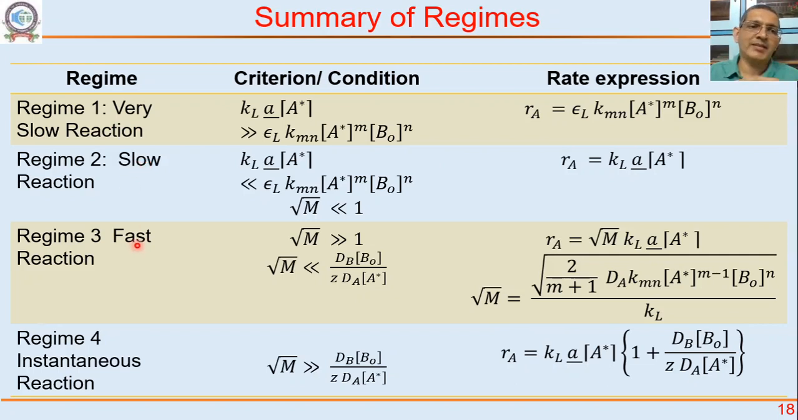Fast means the reaction is fast as compared to mass transfer, so there is depletion of A in the film. Instantaneous is with respect to mass transfer of A and B, so a reaction plane is formed. Otherwise, this very slow, fast, instantaneous has no meaning. They have a meaning because they are defining reaction rate as compared to mass transfer.